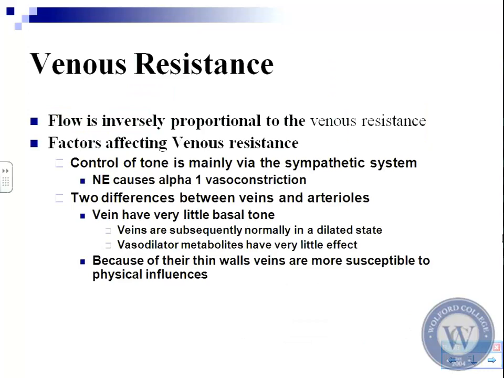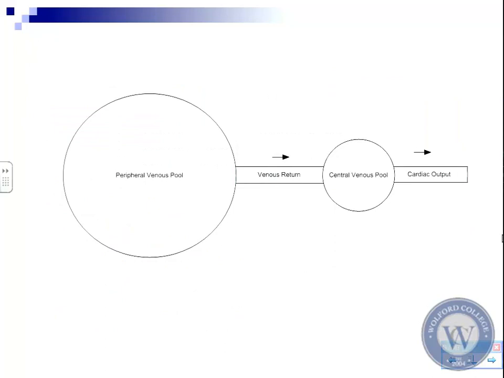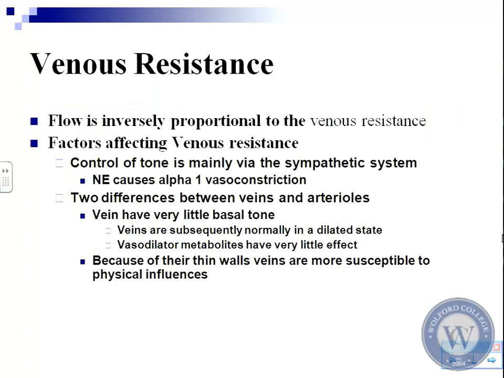Now, venous resistance is flow. Let me go back up here. Venous resistance is another thing that will limit perfusion back to the central venous pool. Venous return is inversely proportional to venous resistance. That kind of makes sense. If your venous resistance goes up, then your flow should drop.